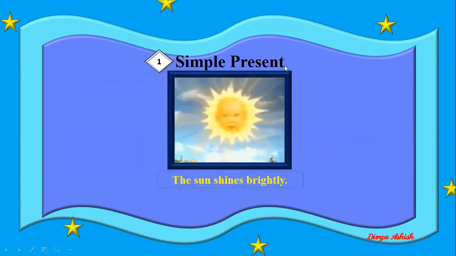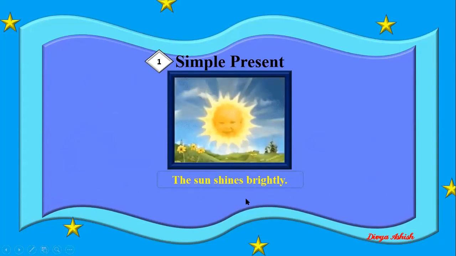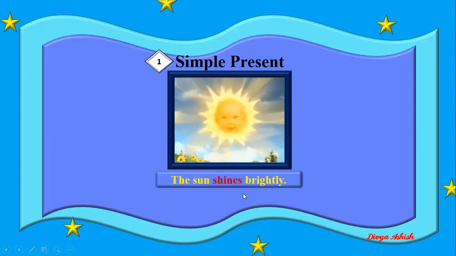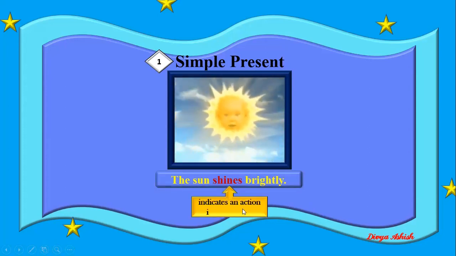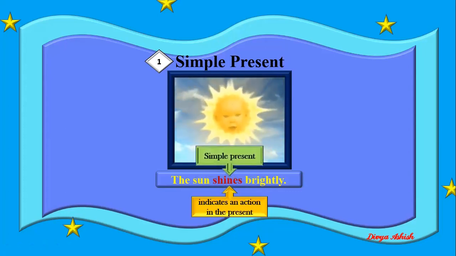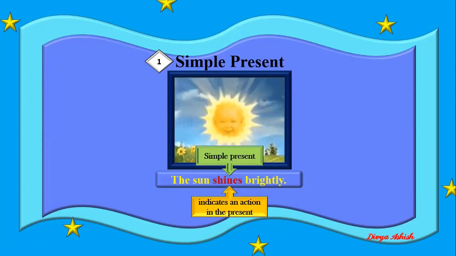Simple present tense. Check out this video, children. Here, the sun shines brightly. In this sentence, the verb is shines and it talks about an action that is happening in the present. So we say the verb is in the simple present tense.